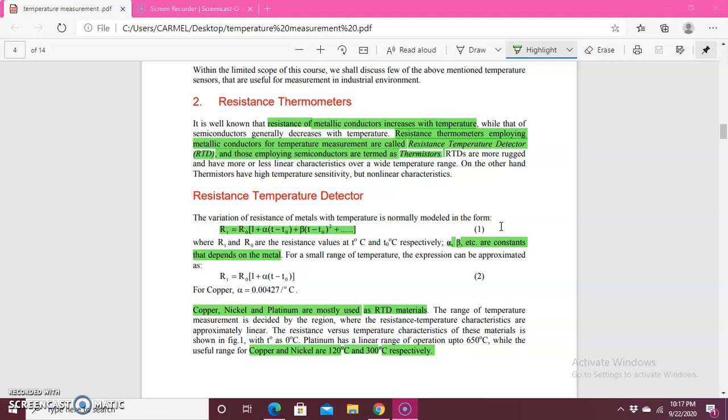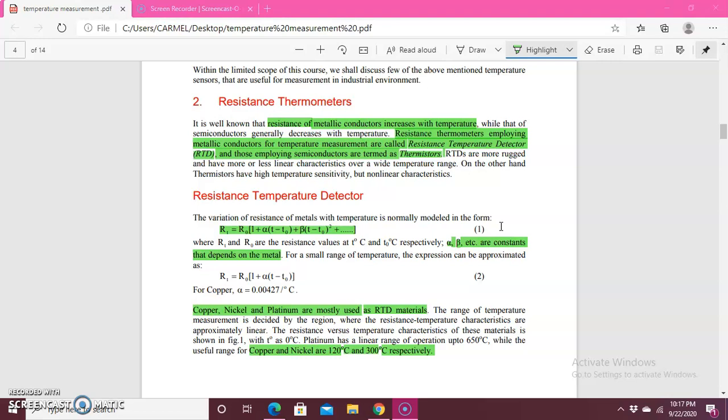Here the materials used are platinum, copper, and nickel, and they are called PT 100, PT 500, PT 1000. What do we mean by PT 100? PT is platinum, and 100 is the resistance value. At 0 degree centigrade, platinum has a resistance value of 100. If we call it PT 1000, it means that at 0 degree centigrade, platinum gives a resistance of 1000 ohm. If it is 500 ohm, then it is PT 500.